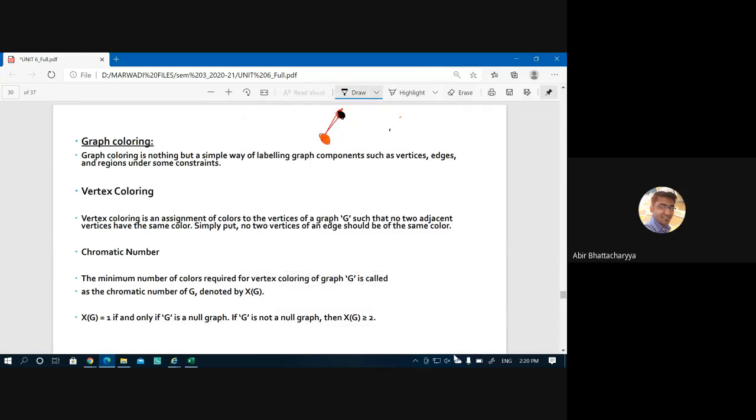Chromatic number means the minimum number of colors required for vertex coloring. Minimum number of colors required. It is possible that we can have many colors to construct a vertex coloring, but we will go through the minimum number of colors to find the chromatic number.